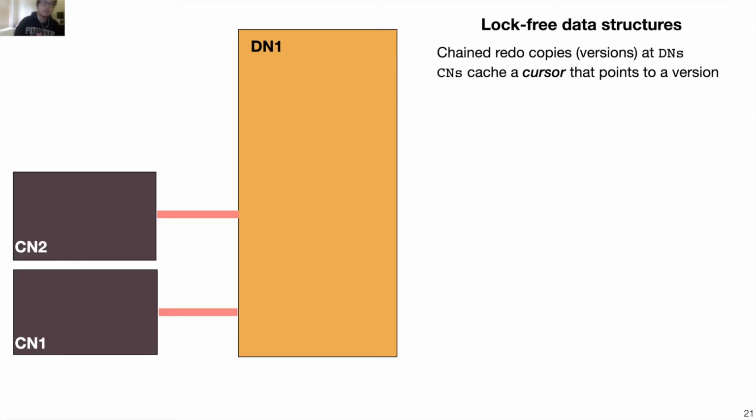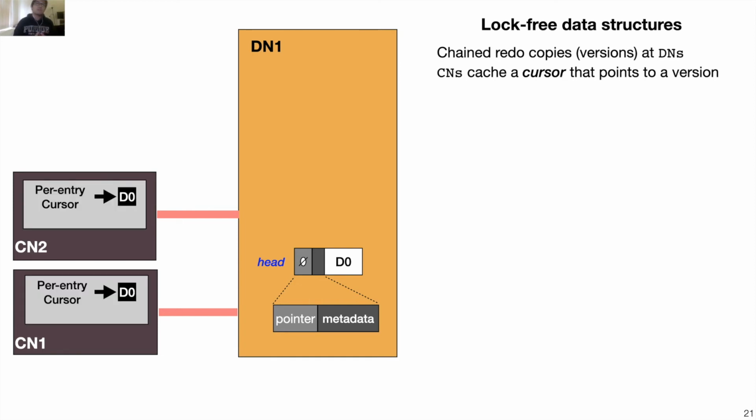Now let's look at some details, starting from the log-free data structures. Each data entry at the DN is a chain of multi-version redo copies. Each key entry is a chain. Each version within the chain has a header and actual data. The header has some metadata and a pointer pointing to the next version in the chain. If the pointer is empty, it means this version is the tail and the latest. To quickly find the latest version of a key entry, each CN has a simple data structure called a cursor that points to a version that this CN thinks is the latest version. But this cursor may be outdated. We will see that in a bit.